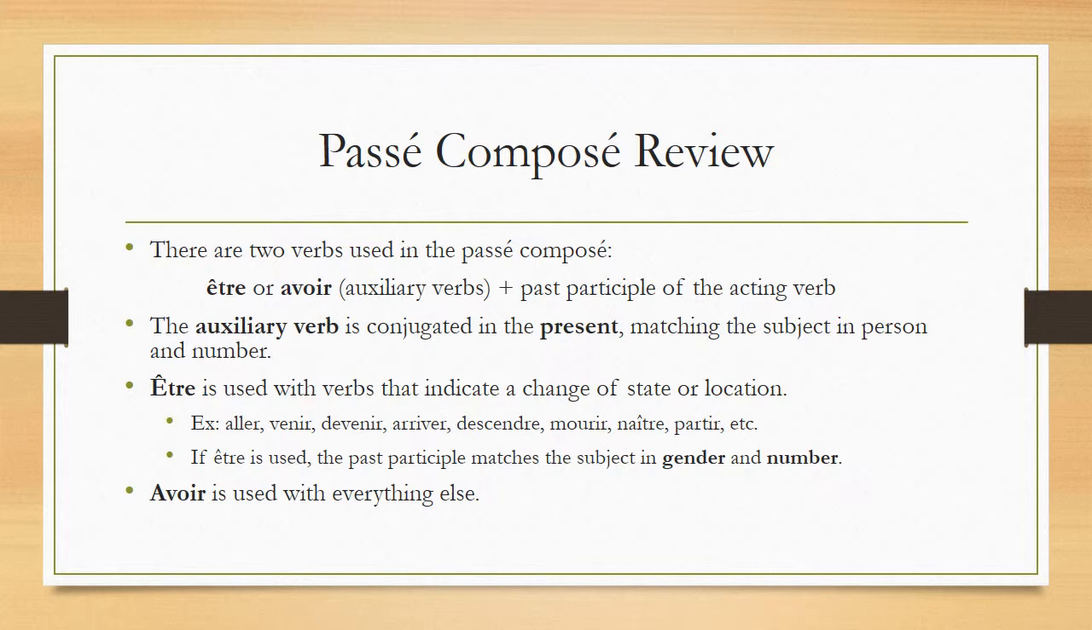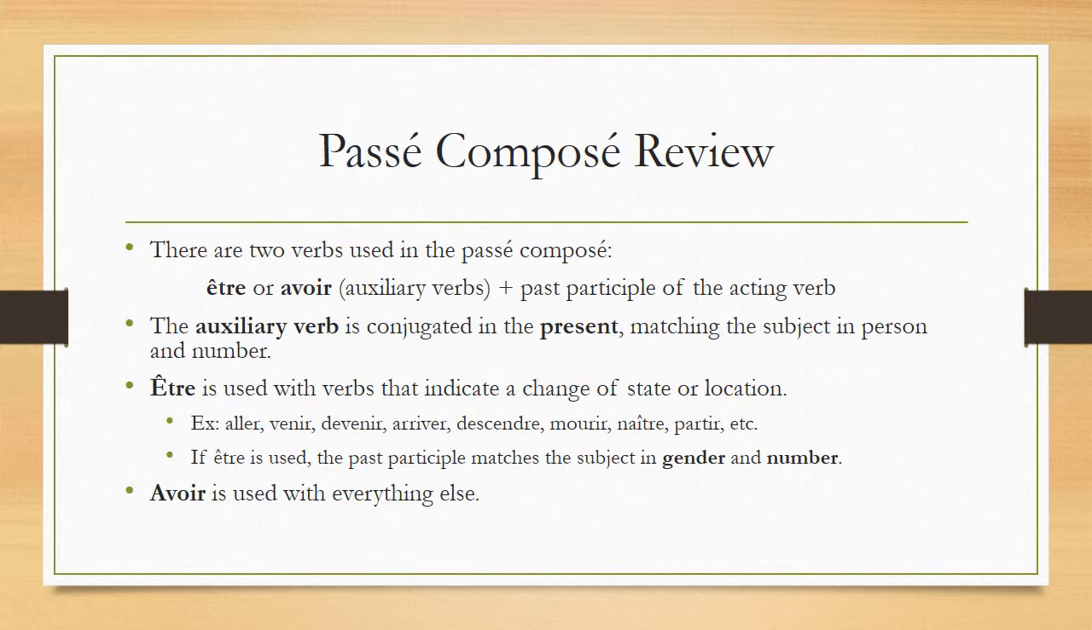Être is used with verbs that indicate a change of state or location. So, aller, venir, devenir, arriver, descendre, all of those use être because they are a change of location, aller, to go, venir, to come, or they are a change of state verb, like devenir, to become, mourir, to die, naître, to be born.